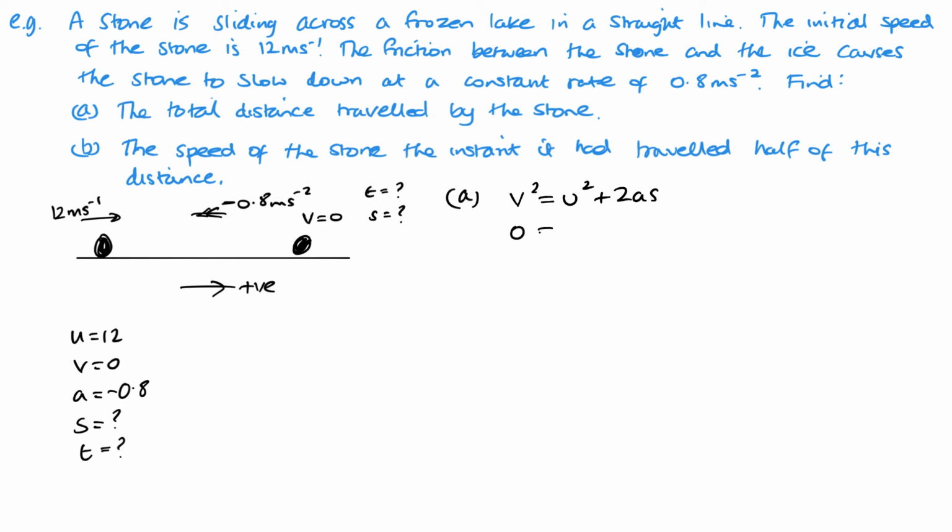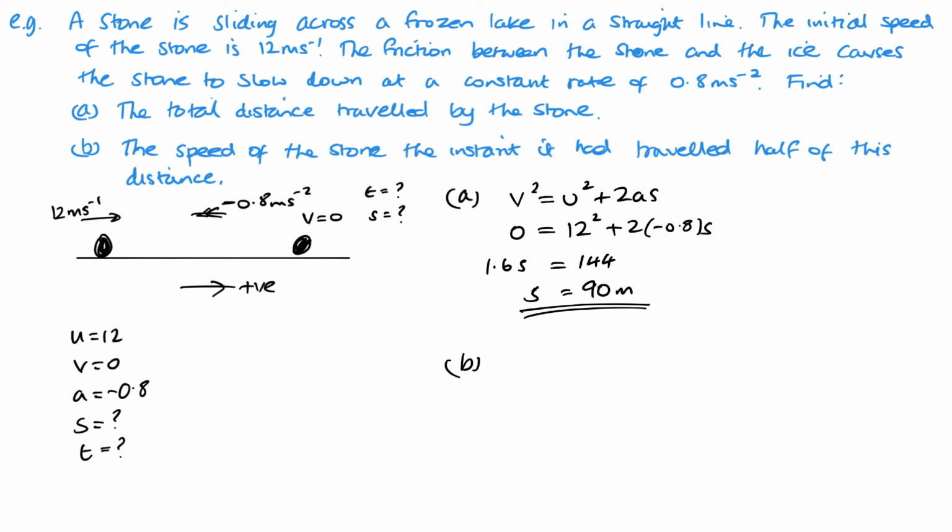No t is v squared equals u squared plus 2as. So v is 0, so 0 squared, 0, is equal to 12 squared plus 2 times minus 0.8 s. So I'm going to multiply out my bracket and take it to the right. So 0.8 times 2 is 1.6 s is equal to 144. Therefore, s is 90 meters.